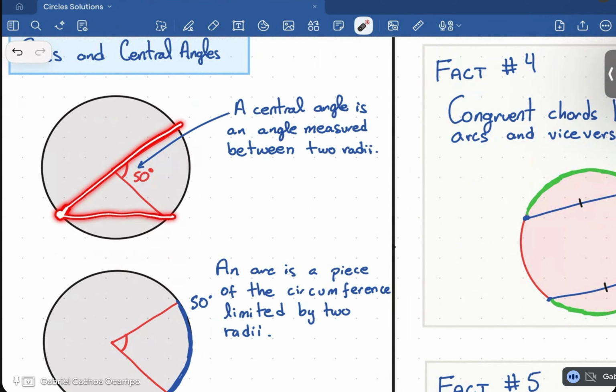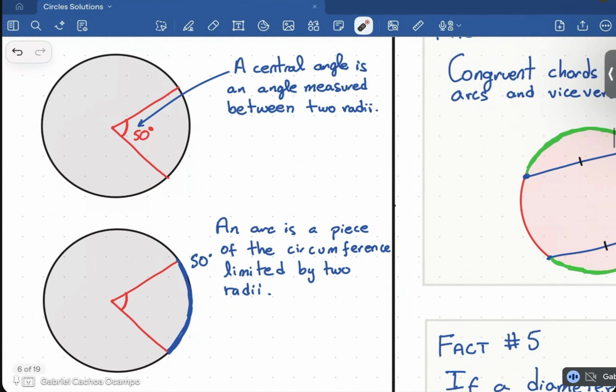I am not talking about inscribed angles. I am not starting the angle from anywhere. I am talking about angles that start from the center. Okay, so this is a central angle, an angle that starts from the center.